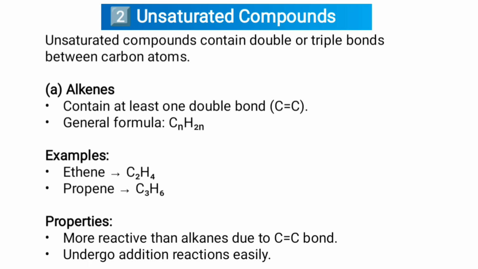The second one is unsaturated compounds. Unsaturated compounds contain double or triple bonds between carbon atoms. Alkenes, first one: alkenes contain at least one double bond between carbon-carbon. General formula is CnH2n. Examples: ethene C2H4, propene C3H6. Properties: more reactive than alkanes due to the carbon-carbon double bond, undergo addition reactions easily.